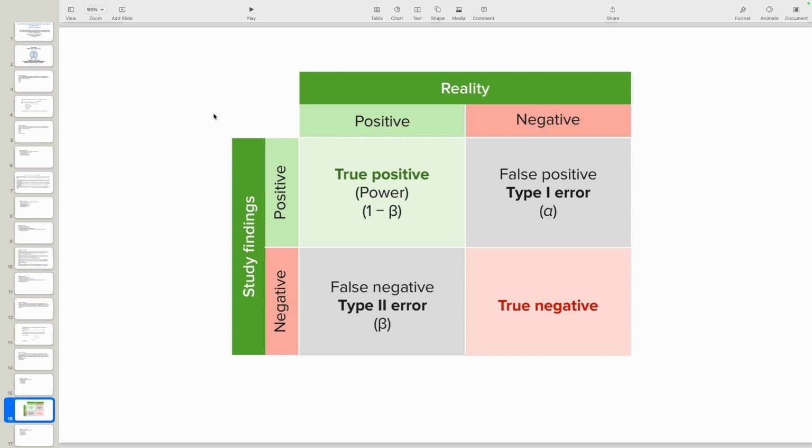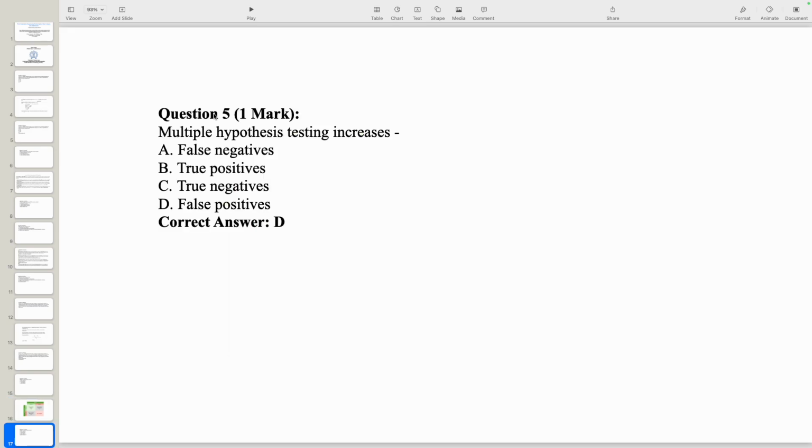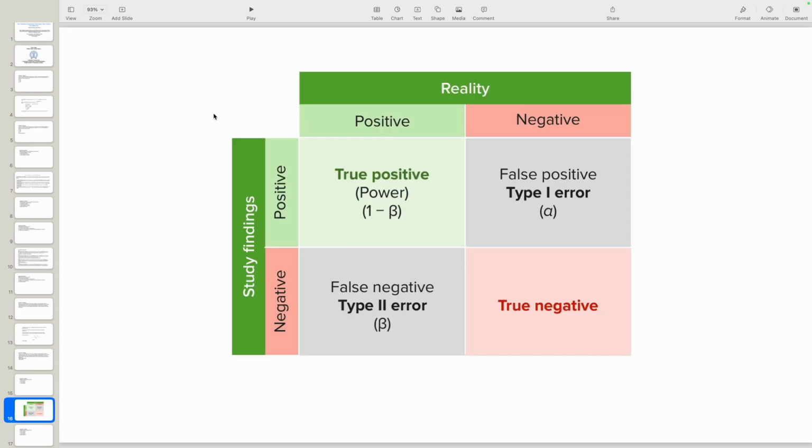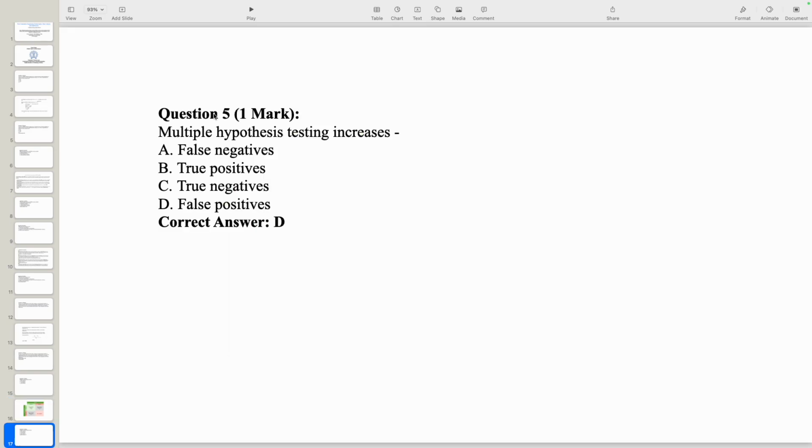In the previous session, we have seen what type 1 error and type 2 error are, so we won't go into this again. Ma'am, the correct option is the false positives, right? The correct option is the false positive, D. Yes, ma'am. So, let's move to our next question.